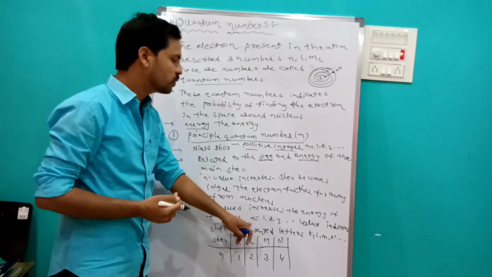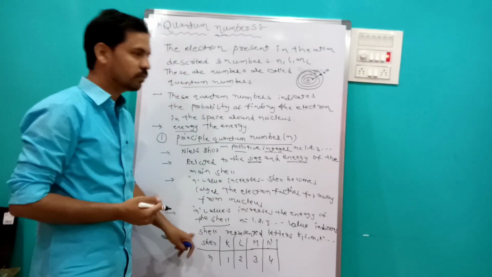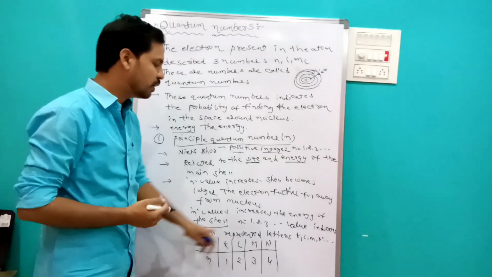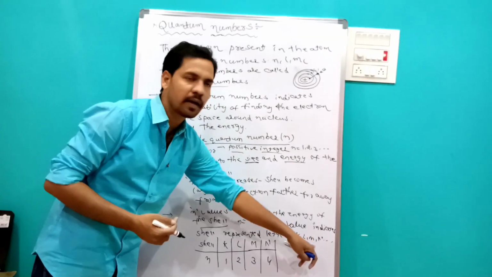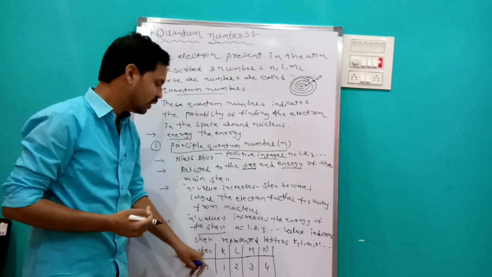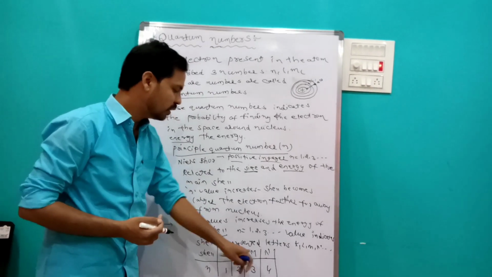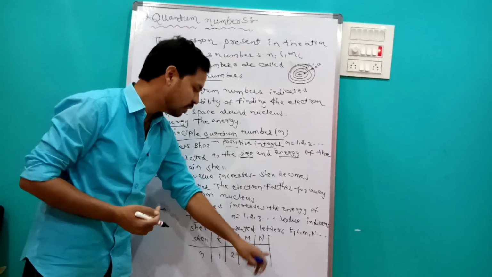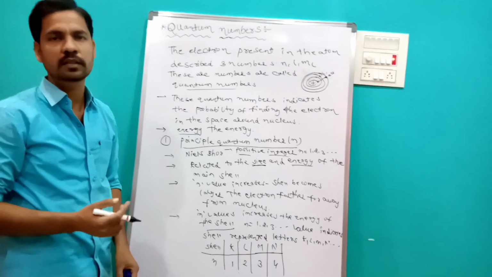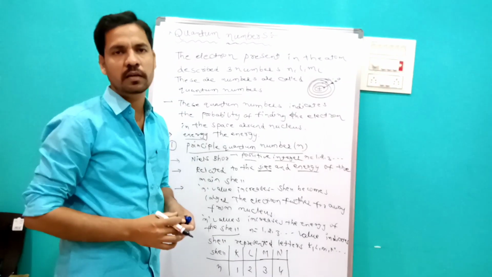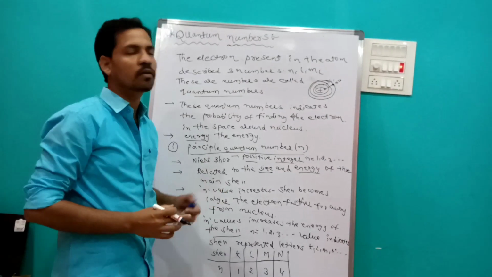The values of the shell are represented in letters. What are those? K, L, M, N. If the shell is K, n is equal to 1. If the shell is L, n is equal to 2. If the shell is M, n is equal to 3. If the shell is N, then n is equal to 4. This is the information about the principal quantum number. In the next class, we will discuss the azimuthal quantum number.